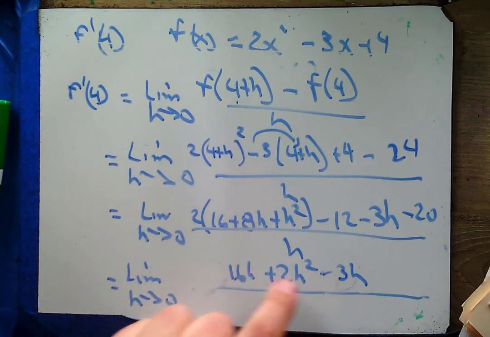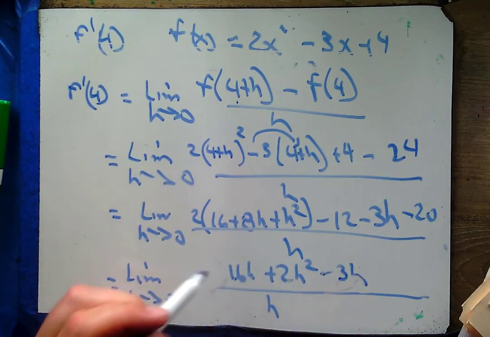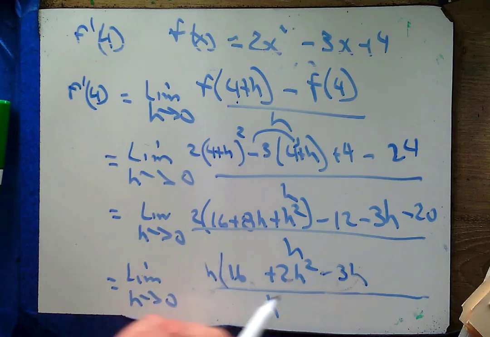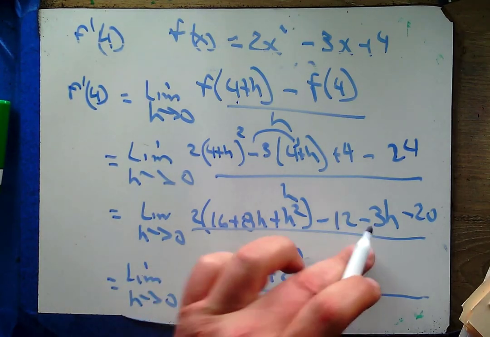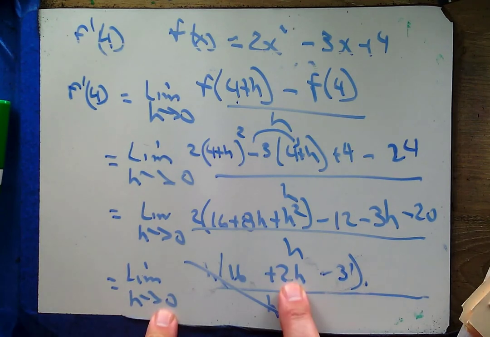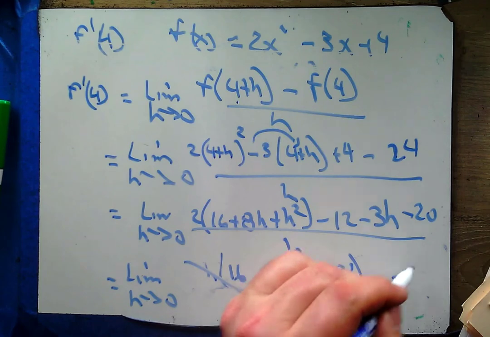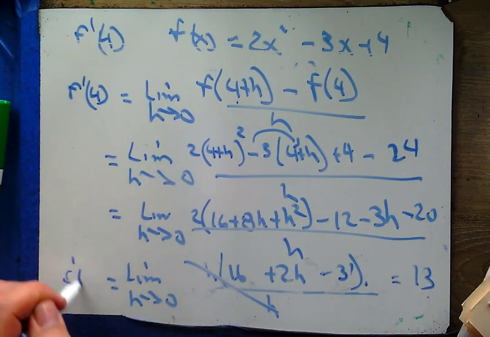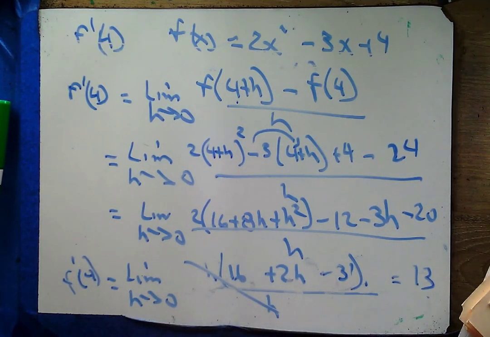So now what? Oh look, they all have an h, so I can factor h out of everyone, and then cancel, and then plug in 0, and I get 13. So we know that f prime of 4 is 13. Hey, wasn't that what we got originally? Sure was. So we're good to go.